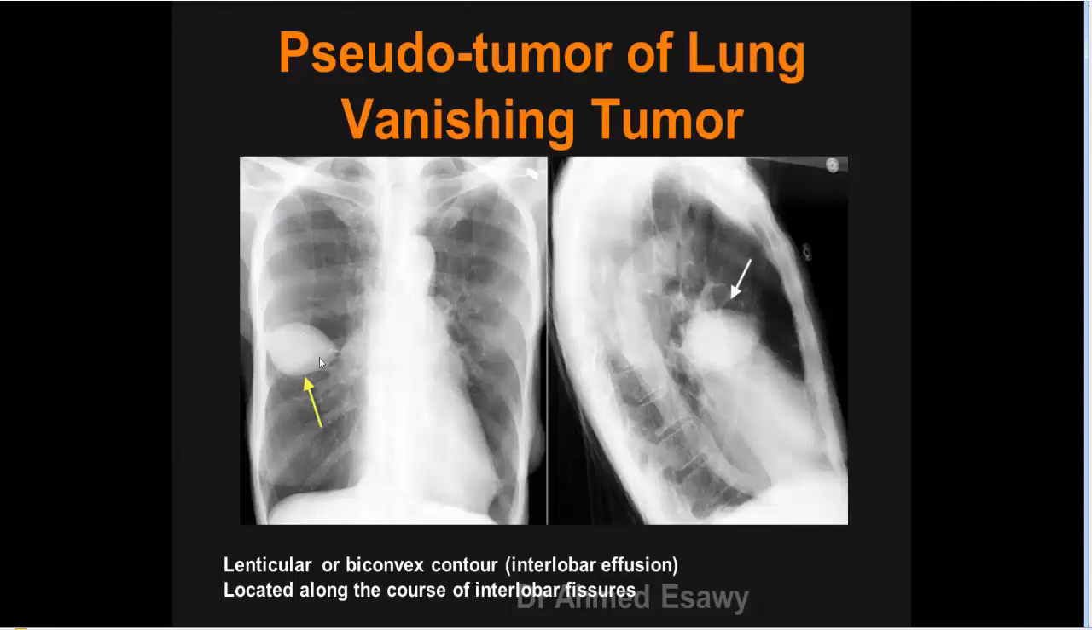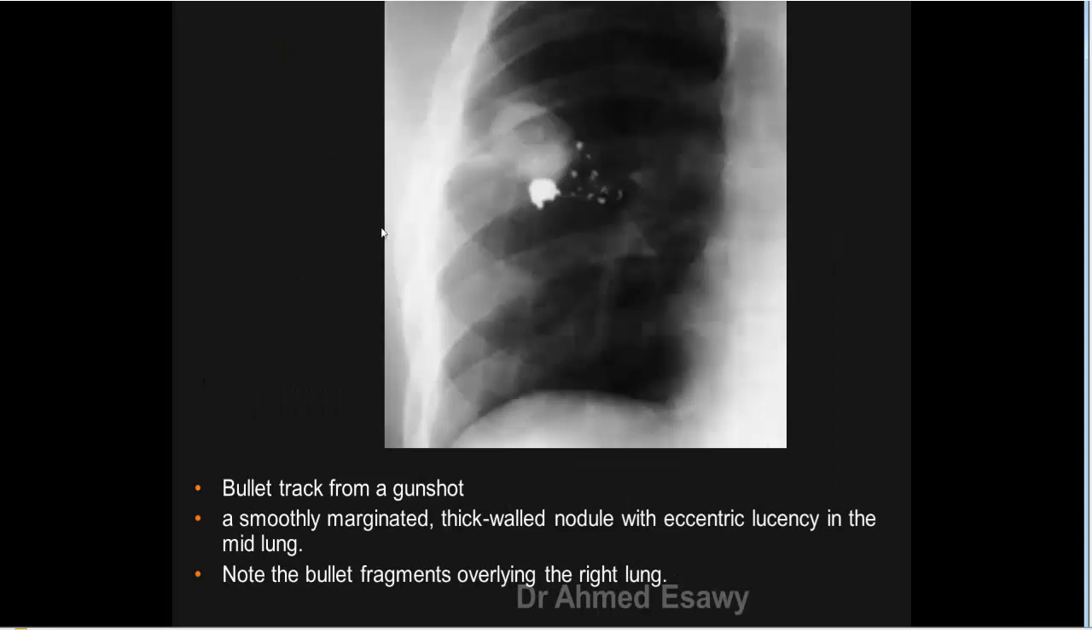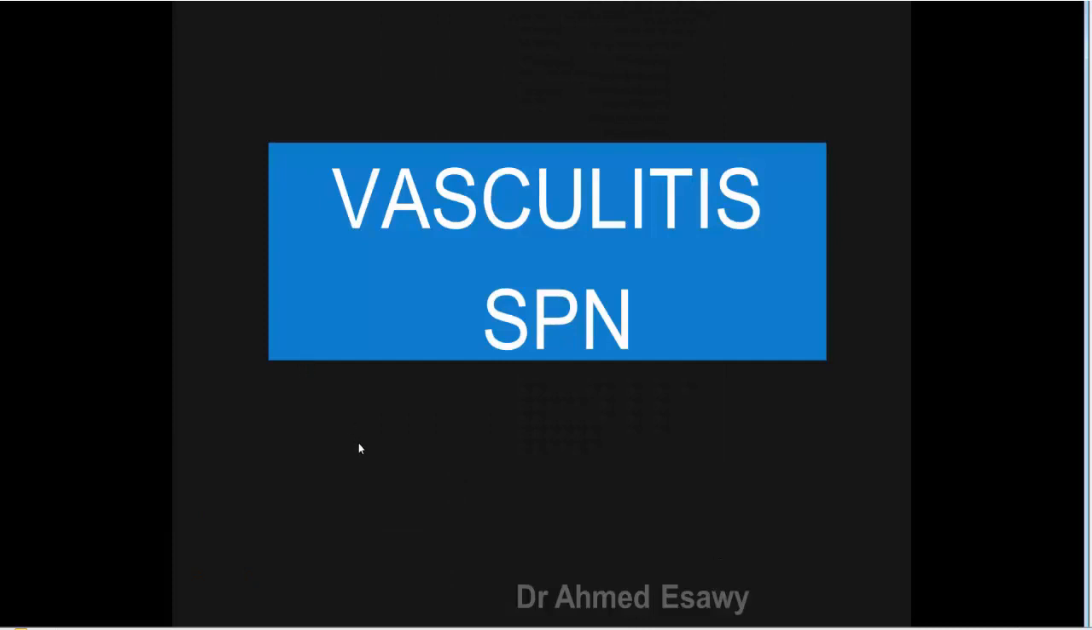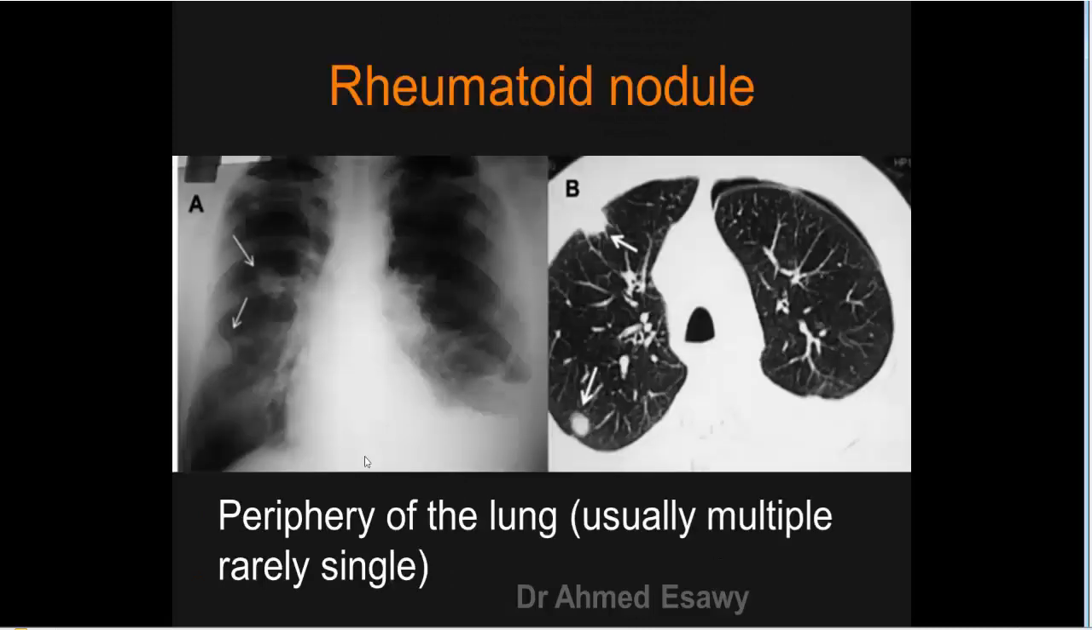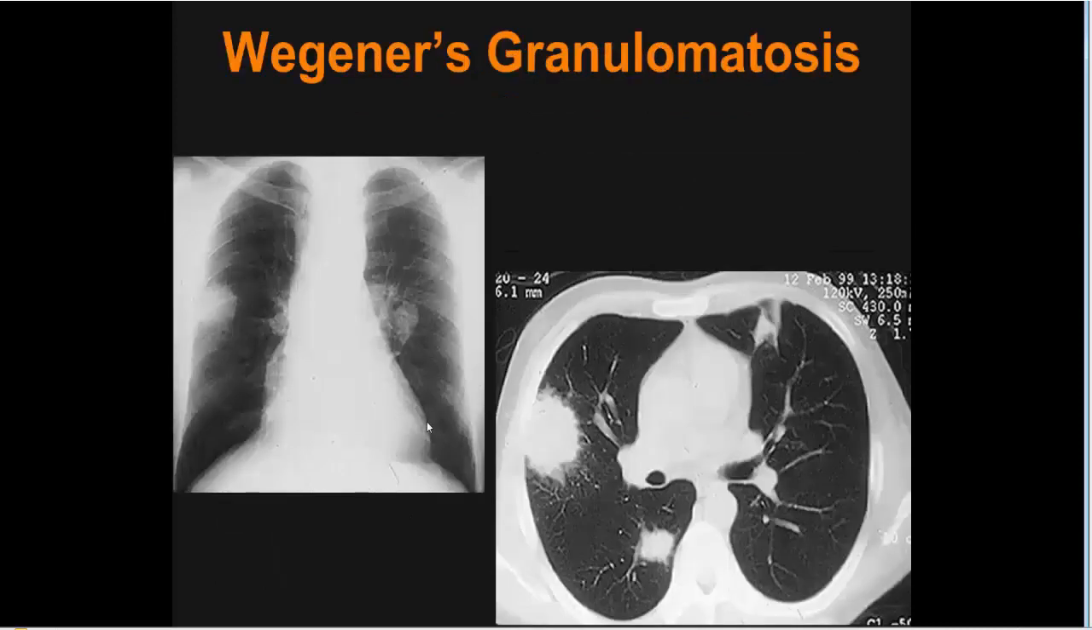In the fissures, pleural pseudotumor: lenticular biconvex contour, interlobar effusion located along the course of the interlobar fissure, one mimic of solitary pulmonary nodule. This is a bullet track from a gunshot, a smoothly marginated sequoid nodule with eccentric lucency in the mid-lung, a bullet fragment as we see. Vasculitis, solitary pulmonary nodule causes: rheumatoid nodule at the periphery of the lung, multiple, rarely single. Wegener granulomatosis, one vasculitis differential of solitary pulmonary nodule.